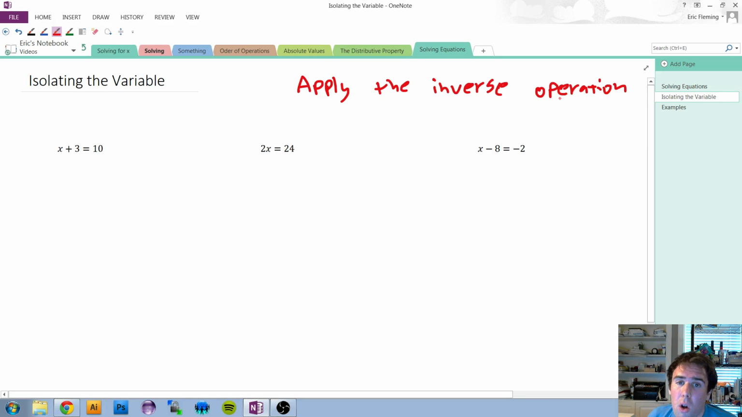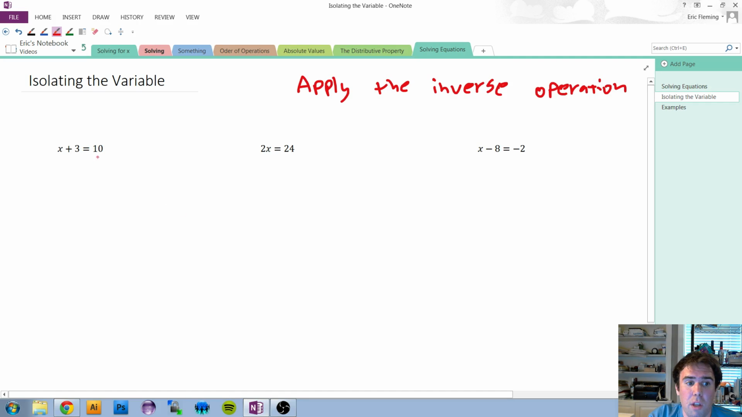Now, all operations in math come with pairs. If you do something, you have to be able to undo it. Addition, subtraction, that's a pair. They undo each other. Multiplication, division, that's another pair. Squaring and square rooting, the list goes on and on and on. But the reason why we want to think about the inverse operation is it's going to remove what we see.